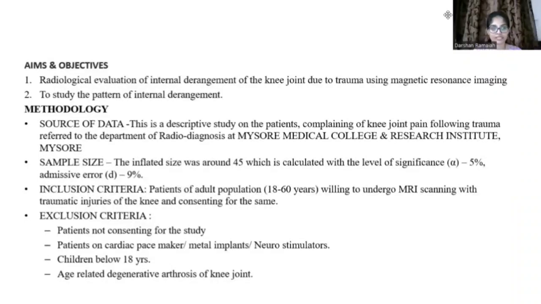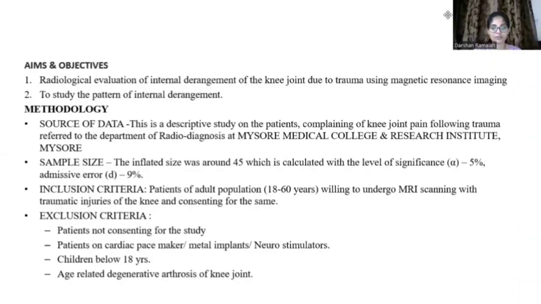The main aim and objective of my study is to evaluate the internal derangements of knee joints due to trauma using MRI, and also to study the pattern of internal derangement. Methodology: the source of data is a descriptive study on patients who complain of knee joint pain following trauma, referred to the Department of Radiodiagnosis at Mysore Medical College and Research Institute, Mysore. The sample size was 45.